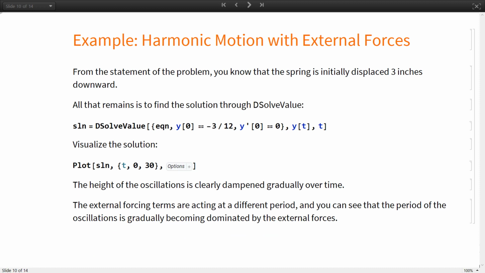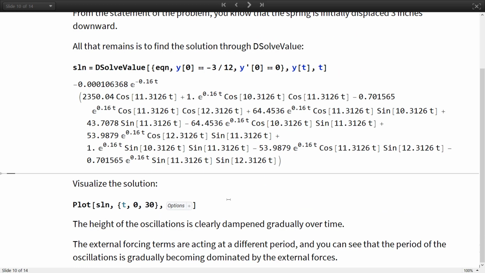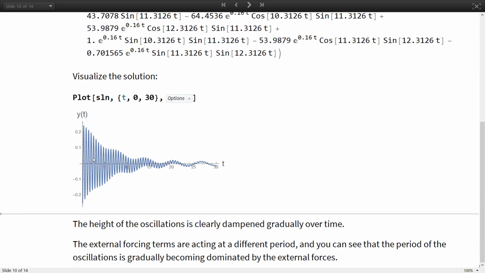The problem states that the spring is initially displaced 3 inches, or 3 over 12 feet downward. The initial velocity is again assumed to be 0. We now have everything we need, so all that remains is to find the solution using DSolve. The solution is complicated, so it is hard to see the behavior from the equations, but we can easily plot the solution over time. We can see that the amplitude of the oscillations quickly dampens over time due to the air resistance, while the motion of the mass at large times becomes dominated by the external driving force.